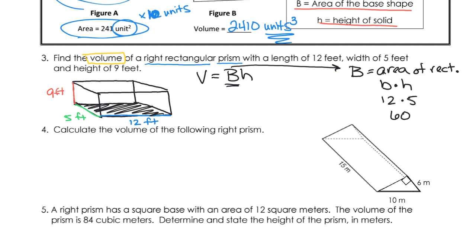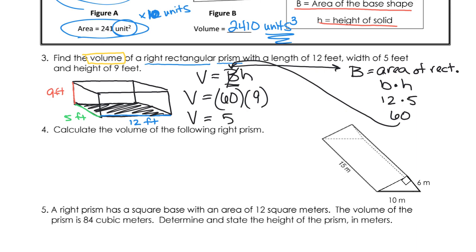Now that we have that 60, the 60 comes back and replaces our big B. Then we multiply it by the height of our prism, which is 9, and that's going to give us our volume. So it's basically that black rectangle on the bottom has an area of 60, and there's 9 of them stacked. So 60 times 9 gives us a volume of 540 feet cubed. Because it's volume, we have to make sure that we have the right units for our label.